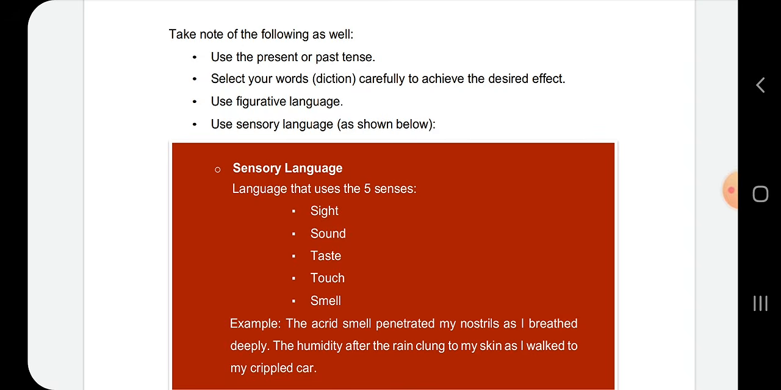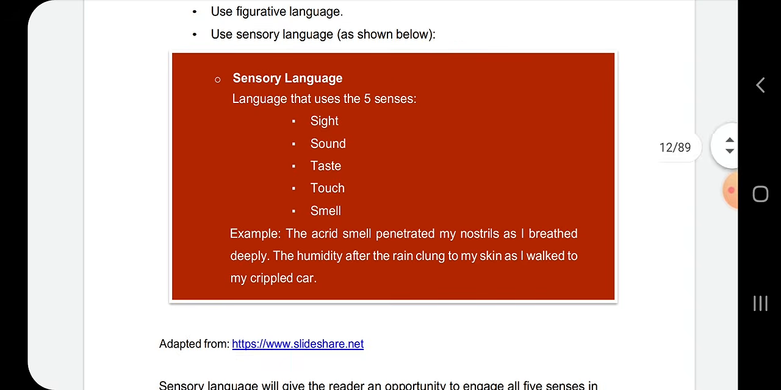Use sensory language. This is it. Sight. Describe the vision, the sound. How does it sound? The taste. If you're describing maybe an apple or what, the taste, the touch, the textures when you touch it, how it smelled. Okay, so that's how you paint a picture for anybody.